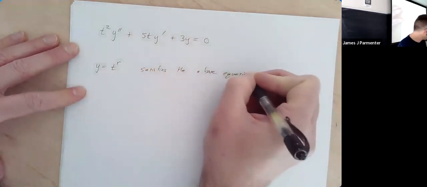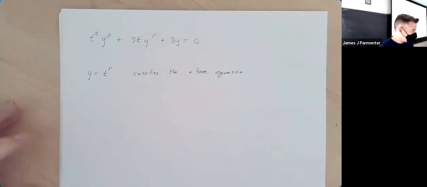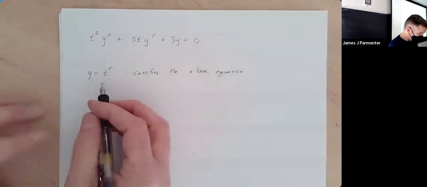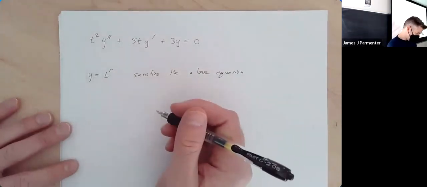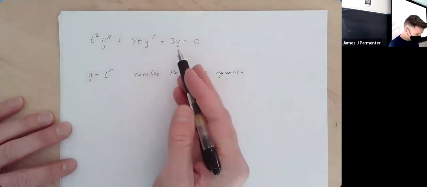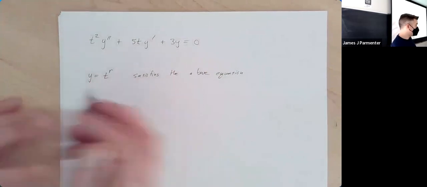I think I even saw something on Piazza where someone was asking about this question, and the teacher responded, pointing out that the second derivative of t to the r is such and such. So we're trying to figure out what values of r make this work. Okay, so we're going to do the usual thing.